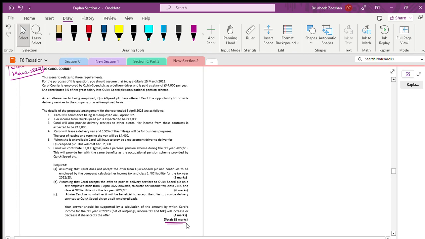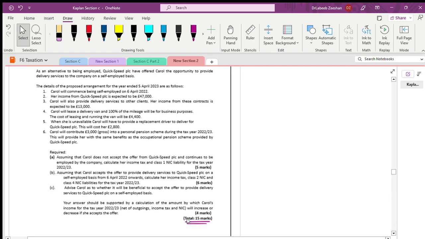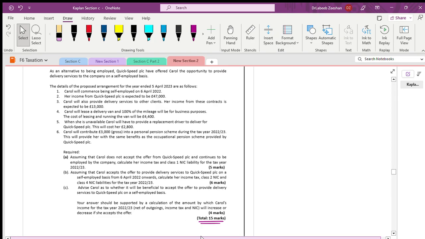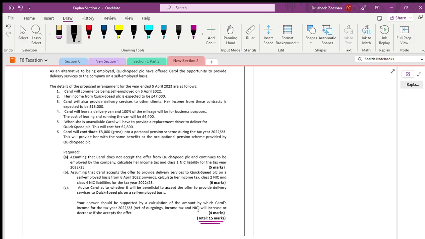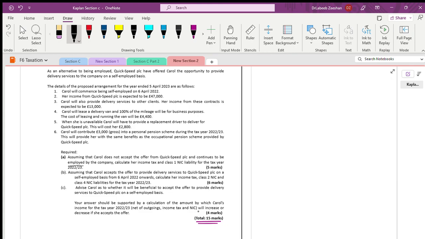Now, what are they asking? First is the requirement, so first we have to know what the requirements are. Assume that Carol does not accept the offer from Quick Speed and continues to be employed by the company, meaning she is working for an existing company. Calculate her income tax and class 1 NIC for the tax year 22-23. And this is for how many marks?